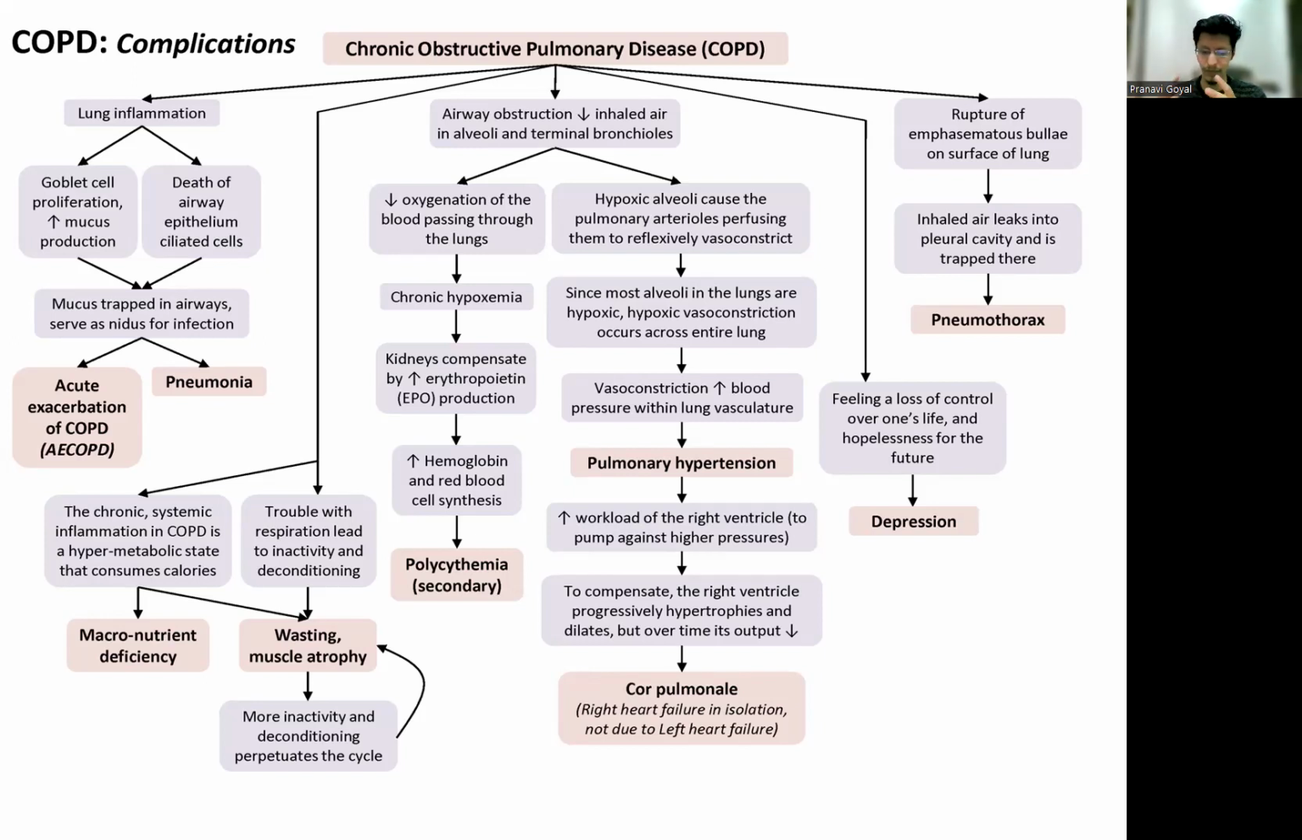Then, because hypoxia has occurred, this hypoxia will cause pulmonary vasoconstriction, which will put a lot of pressure on the right ventricle. So the right ventricle will hypertrophy, causing pulmonary hypertension, and in the later stages, cor pulmonale. Now, because the patient is always having difficulty in breathing, he cannot walk, he cannot do his household chores, he cannot do his financial work, that causes depression to the patient. Now, the emphysematous bullae might rupture, causing the risk of pneumothorax.